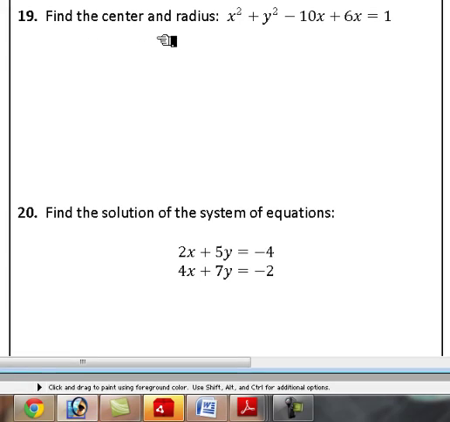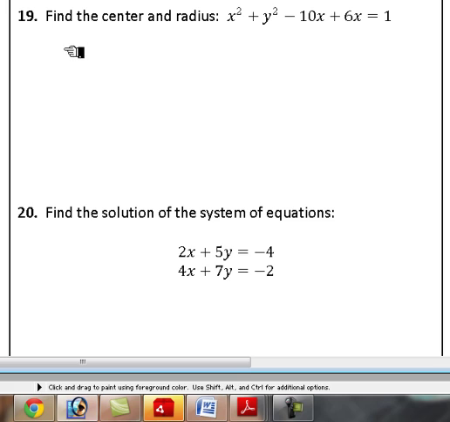In number 19, we want to find the center and the radius of this circle, and this is not in standard form. The parentheses, the x minus h squared and the y minus k squared, they've been squared out and like terms combined. So we want to put it back in that form. So what we're going to do is complete the square twice.